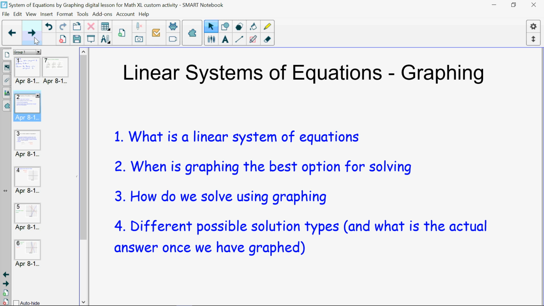What is a system of linear equations? Kind of talked about it already. It's just two or more equations. Oh yeah, we're going over that on the next slide. Then we'll talk about when is graphing the best option for solving a system of equations, because we could also use substitution, or we could also use elimination, which is the same thing as solving it algebraically. How do we solve it using graphing? We'll do that. And then what are different solution types? We already talked about that. One solution if they cross, no solutions if they're parallel and never cross, or an infinite number of solutions if one line is right on top of the other.